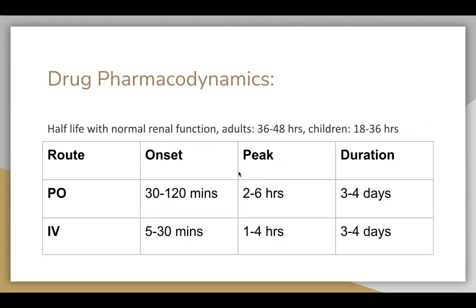Regarding the drug pharmacodynamics, the half-life for digoxin with normal renal function for an adult is between 36 to 48 hours. For children, it's between 18 to 36 hours. For the route, just like we said, there are two routes: PO and IV, and each one has a different onset, peak, and duration. Starting with the PO, the onset is from 30 to 120 minutes. The peak is 2 to 6 hours. The duration is 3 to 4 days, which means that it stays in the system for 3 to 4 days.